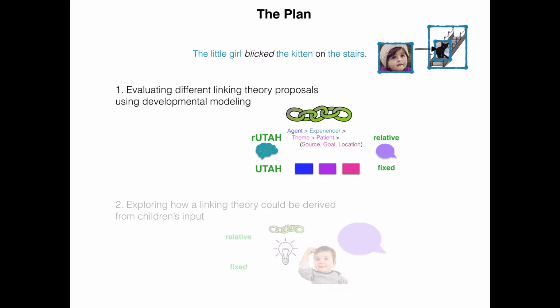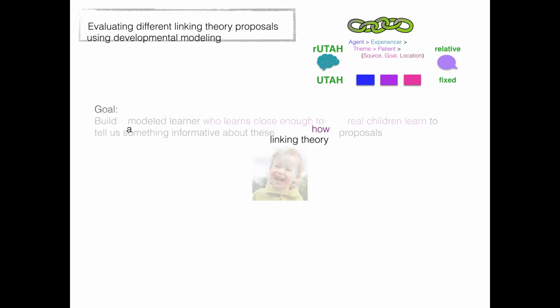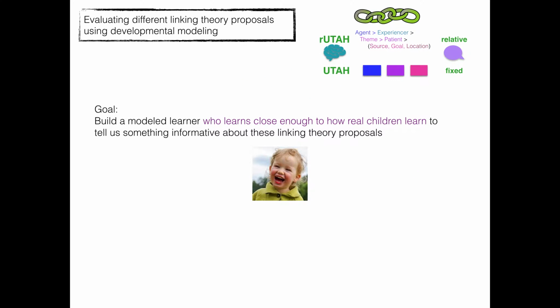So let's begin with part one. How do we evaluate different linking theory proposals using developmental modeling? Our goal is to build a modeled learner who learns close enough to how real children learn to actually tell us something informative about these linking theory proposals.